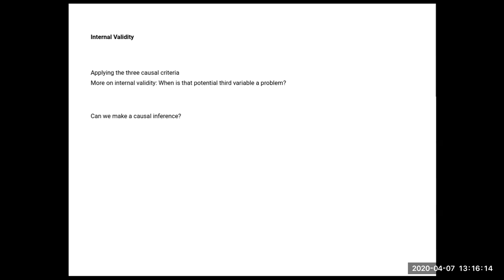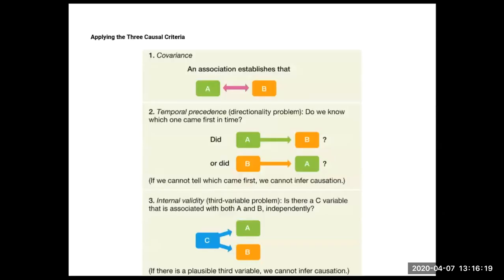So when is a potential third variable a problem? And can we make a causal inference? Well, let's see. Here are the 3 rules. We have covariance, number 1, temporal precedence, number 2, and number 3 is internal validity. Again, one of these rules is still satisfied under a correlation.